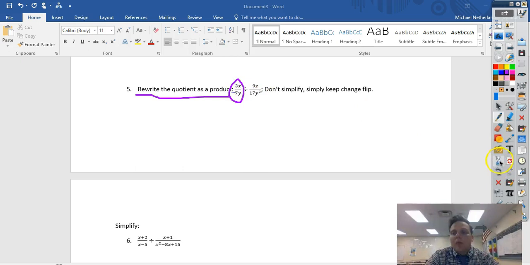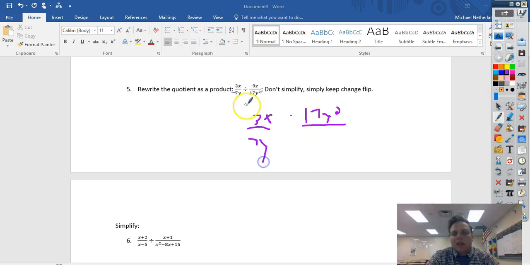Okay. For my other two class periods that really like doing the butterfly, tray method, whatever, think about how that's going to rewrite this. It's going to become 3x times 17y squared. So it's going to be 3x times 17y squared over 7y times, we already have the times, it's right there, 9z.